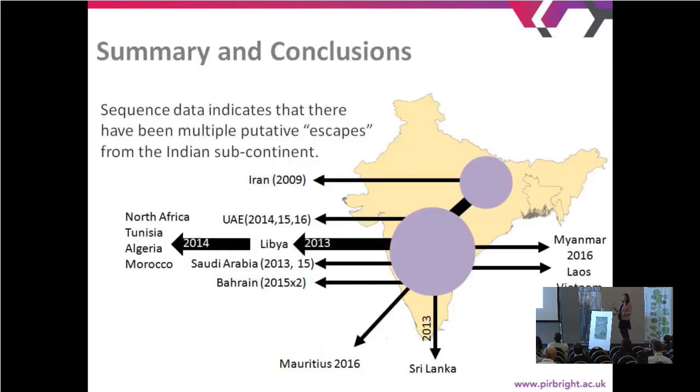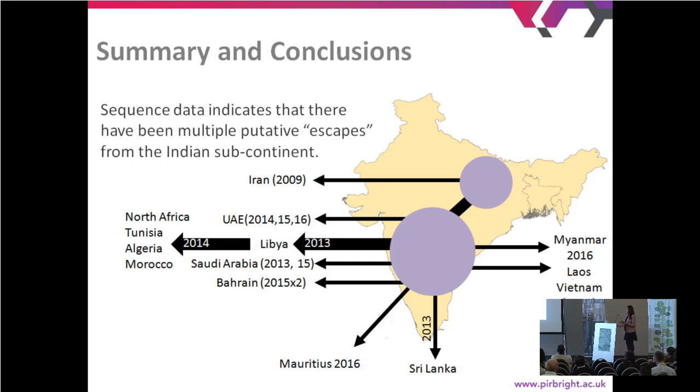So really, this is my last slide, and this one you have seen before during the talk, and this picture represents the Indian subcontinent, and it shows that really this is the main area of circulation, and this picture really asks a number of questions. Why is this virus so dominant within India, and how does it happen that it escapes on so many occasions, and these events of escape do not seem to be linked together?